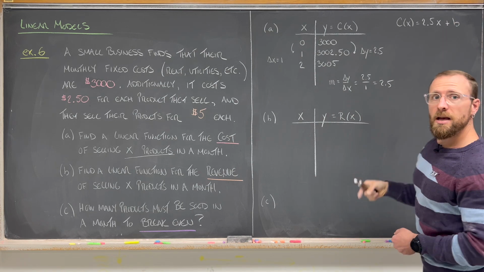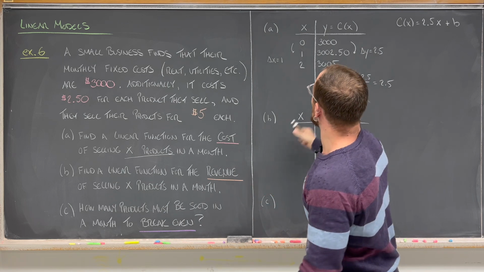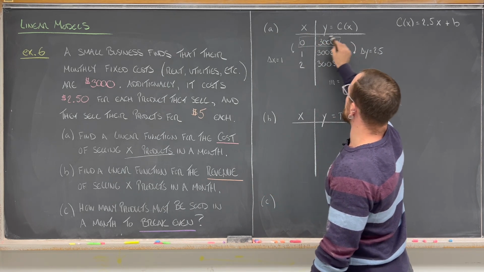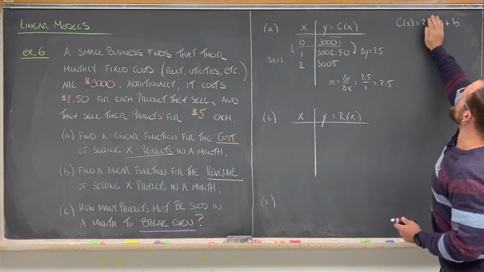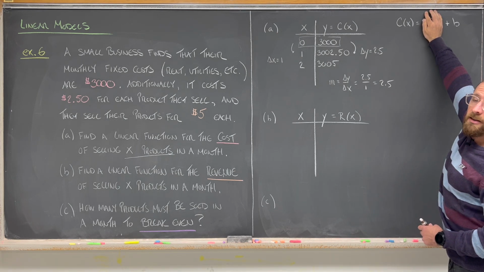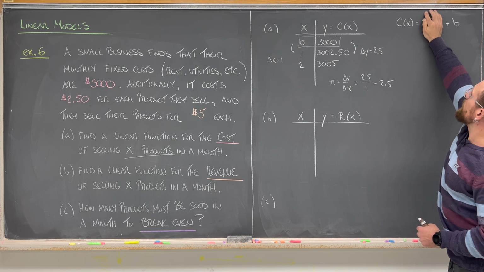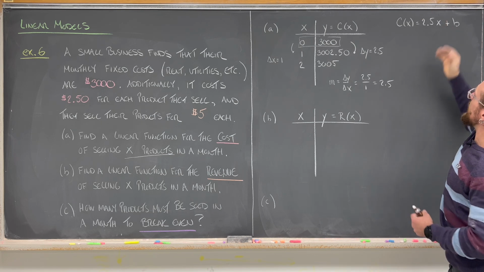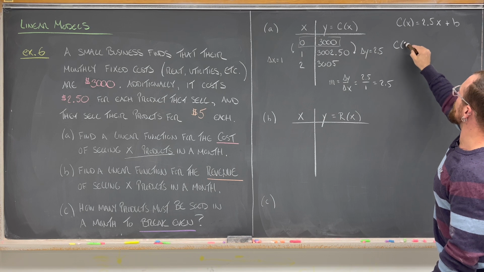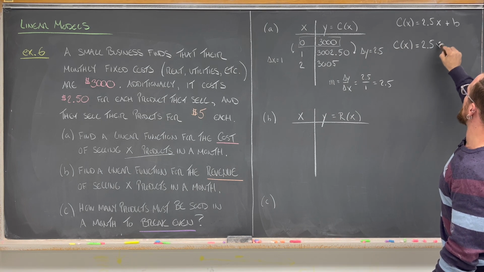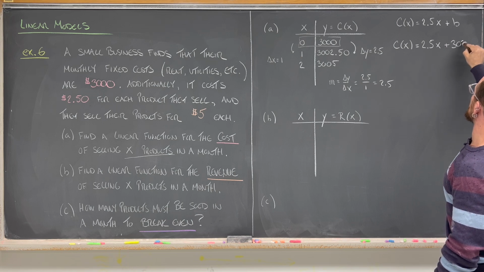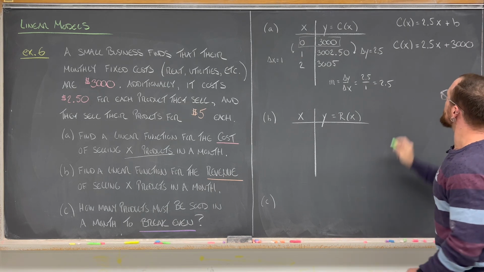mx plus b. What should b be? Well, looking at this first line, I can see that when x is 0, the cost is supposed to be 3,000. When x is 0, this term goes away. So to make the cost of producing 0 products 3,000, b has to be 3,000. So we've just figured out that our cost function is 2.5x plus 3,000. Okay?